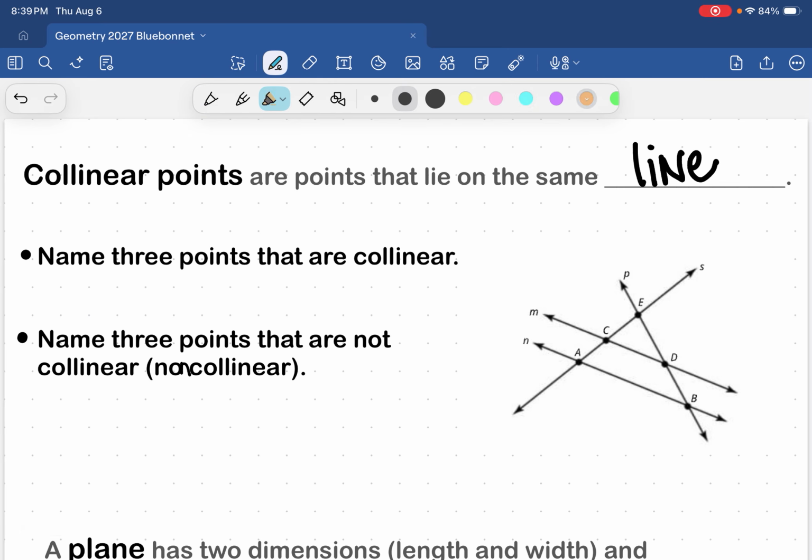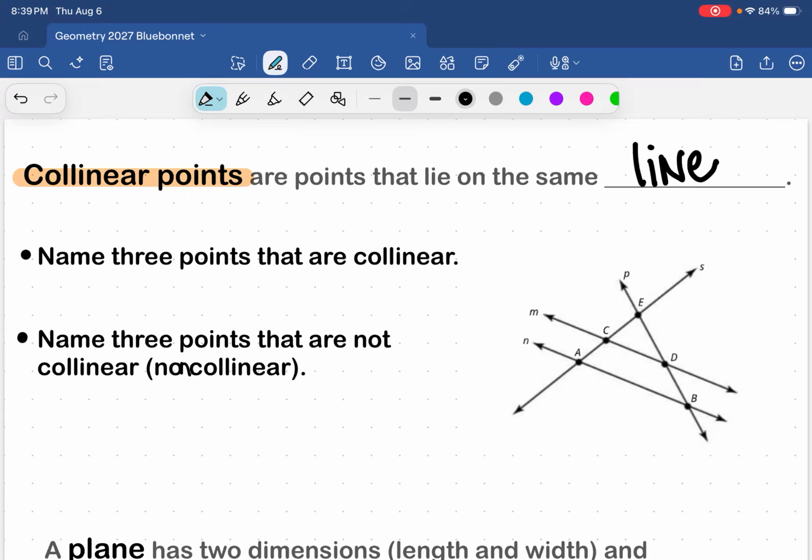Points can be what are called collinear points. These are points that lie on the same line. So let's take a look at our picture once again, and let's name 3 points that are collinear.